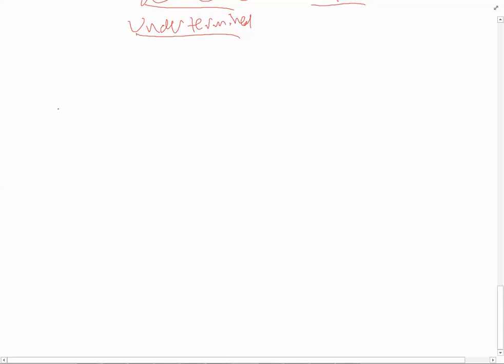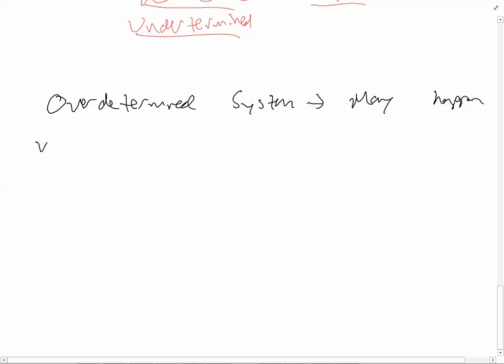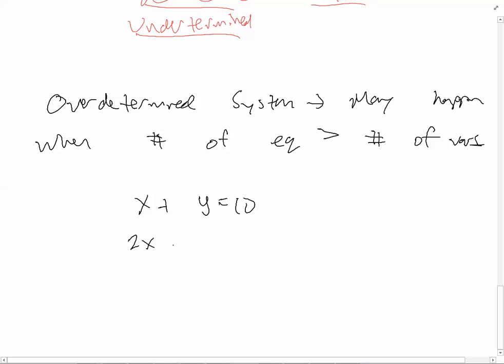Okay, well, one other situation that arises: if there's an underdetermined system, there's also such a thing called an overdetermined system. This may happen when the number of equations is greater than the number of variables. So let me give you an example. Let's say x plus y equals 10, 2x plus y equals 15, and x minus y equals 3.